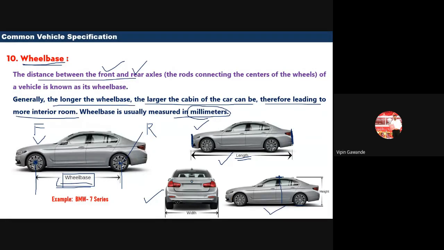At the same time, you have to check what is meant by the wheelbase. Wheelbase is the distance between the front axle and the rear axle, the rod connecting the centers of the wheels. This is the center of the wheel, front and rear. The distance between these two is called the wheelbase. And why is it important? If the wheelbase is more, then the cabin size is larger.